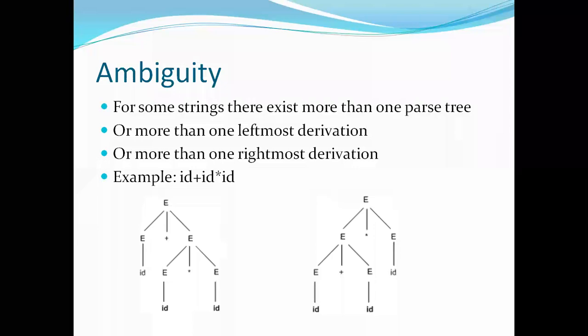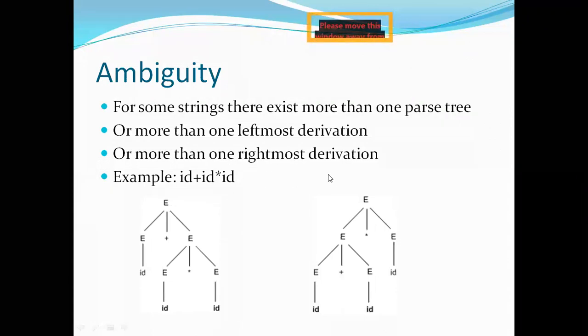Okay, so in terms of ambiguity, for some strings there exists more than one parse tree, that is called ambiguity, or more than one leftmost derivation or more than one rightmost derivation. So let us consider an example, id plus id star id, to construct ambiguity trees. The given input string is id plus id star id. The grammar is E produces E plus E, E produces E star E, and E produces id. So this is the given grammar for this ambiguity.